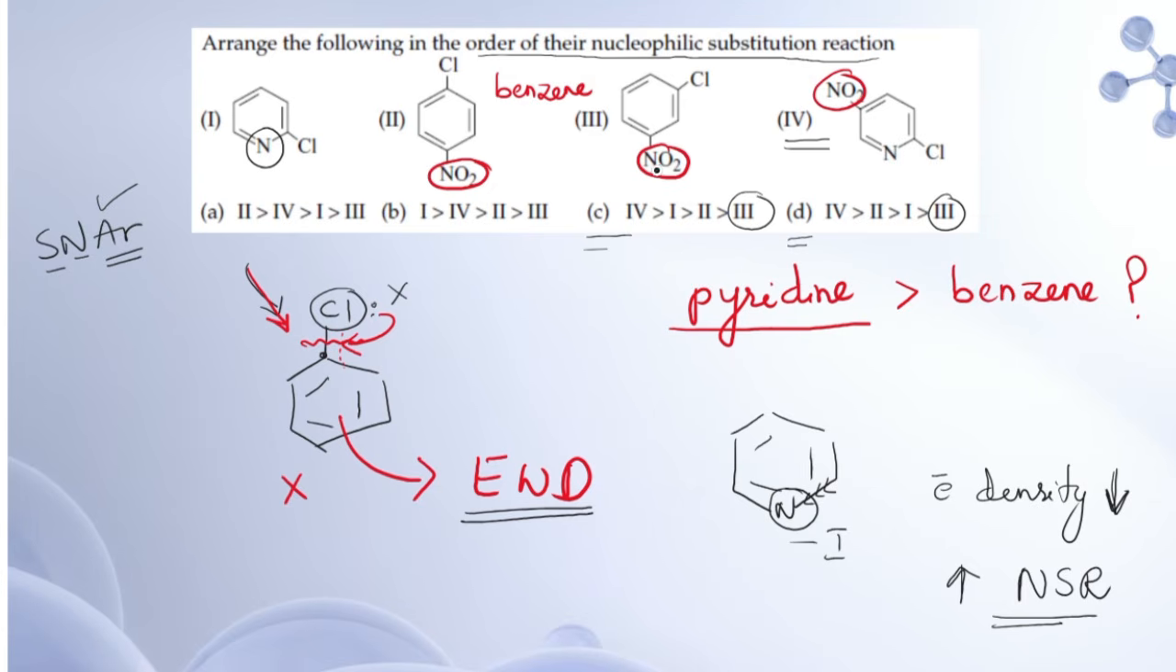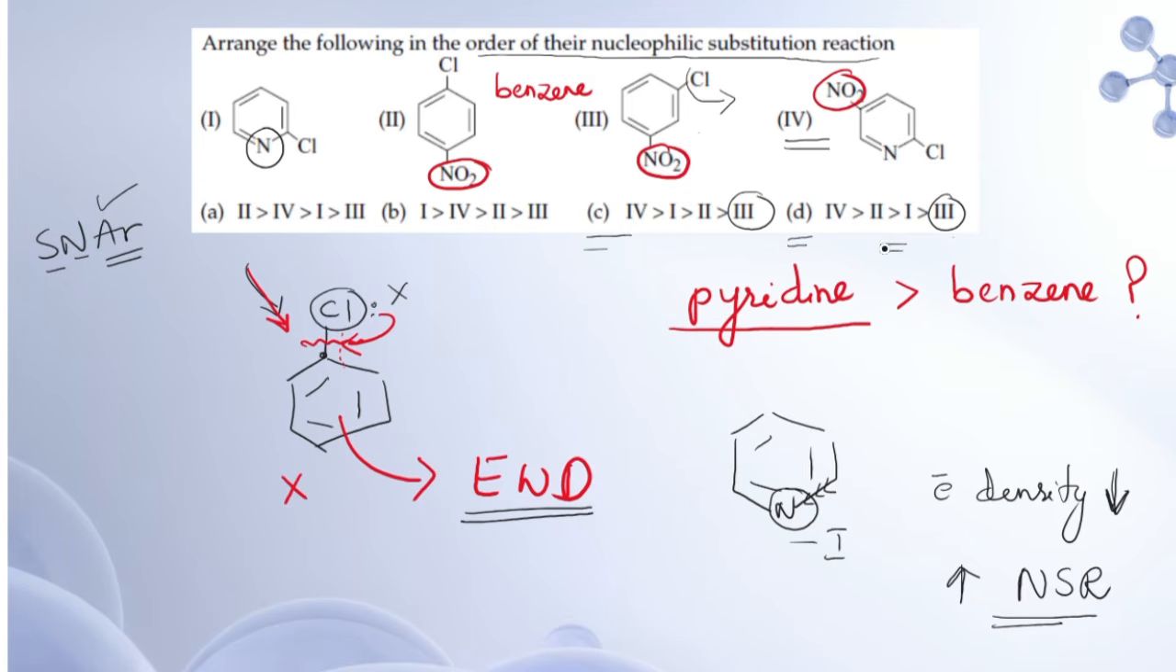Because whenever we have an electron withdrawing group, it has to be either on the ortho or para position. Only then will it make this chlorine leave as a good leaving group. Since it is at meta, you can see that the third molecule is at the end.